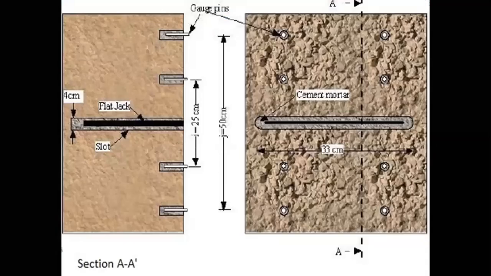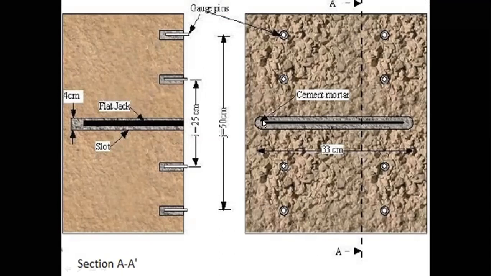This is what it is, guys. This is the slot. In this case, four pins have been used: this is one part with two pins, and these are again two pins, so a total of two pairs of pins. The distance between the first pair was around 25 centimeters, and the second was around 50 centimeters.